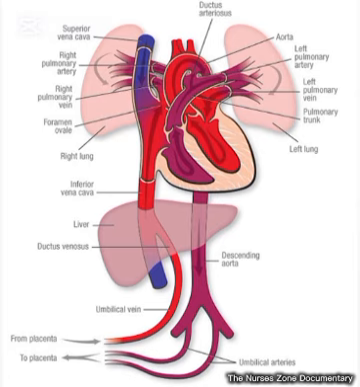Now, because the liver is still developing, the ductus venosus acts as a shunt, allowing about half of this blood to bypass the liver and go straight to the inferior vena cava. So the reason why blood is bypassing the liver is because the liver is still immature. So that's the reason why half of this blood from the umbilical vein will bypass the liver and go into the inferior vena cava.